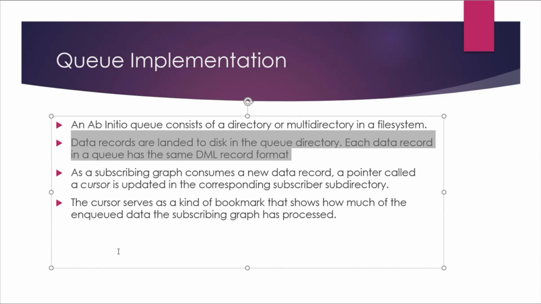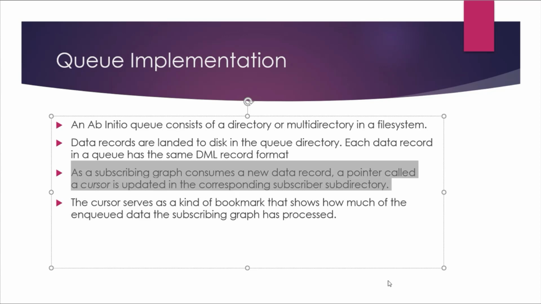One more important thing: when you create an Ab Initio queue, one more file called cursor gets created with it. This file contains information about how much the subscribing graph has read of the data, how much is still pending, and so on. You can see the cursor as a kind of bookmark that shows how much of the in-queue data the subscribing graph has processed. It is a file which is created inside this queue directory.